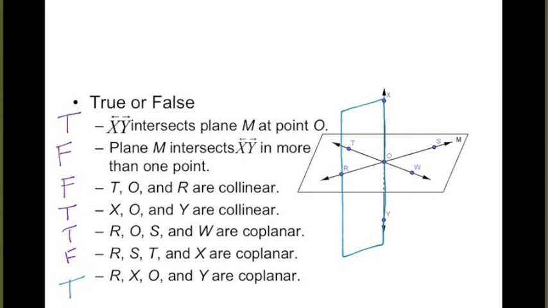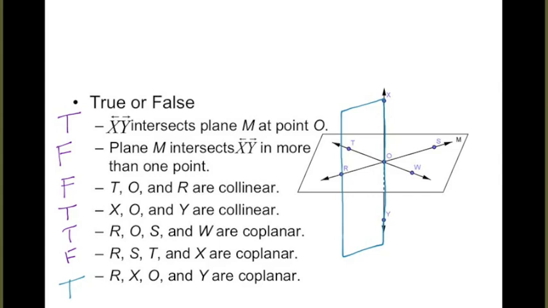Questions? Yes. Would it still be true if it was R, T, X, and Y? R, T, X, and Y would not be true because 3 of them aren't in a straight line. You need 3 of them to be in a straight line for it to work. X, O, Y, and any of the other letters would work. Yeah.